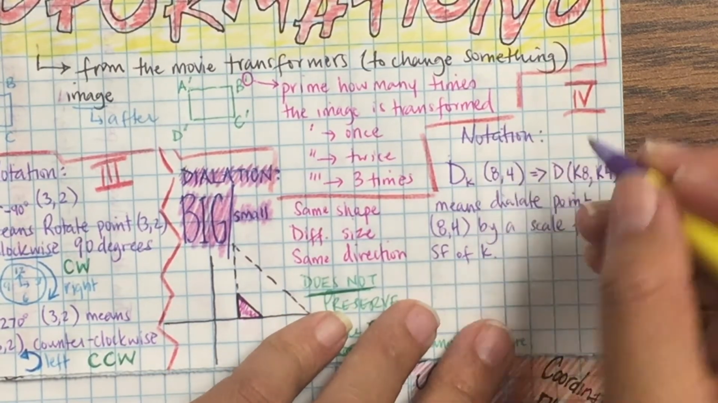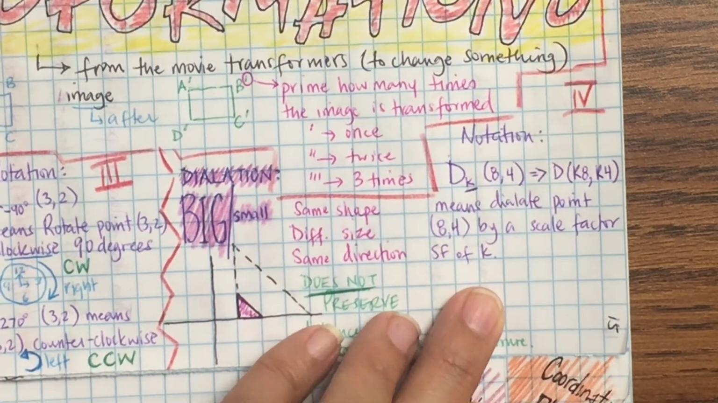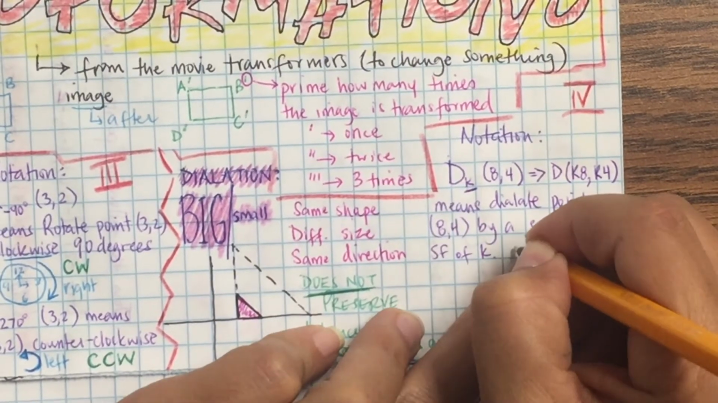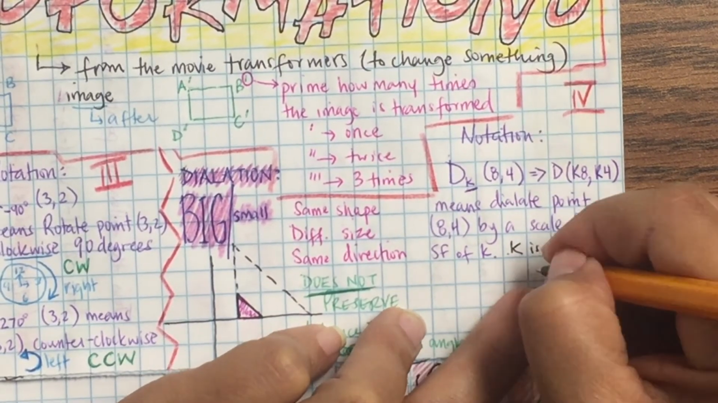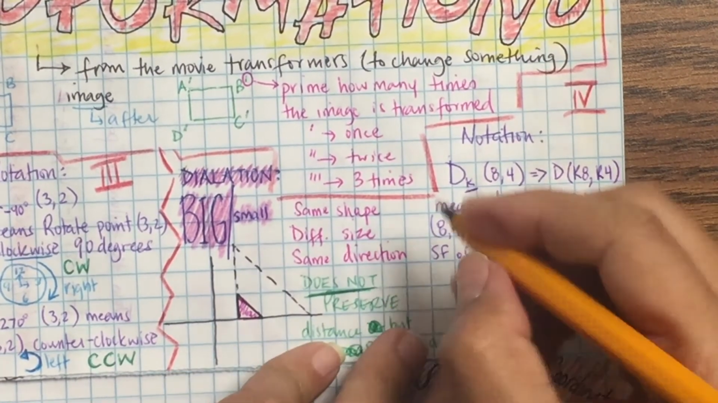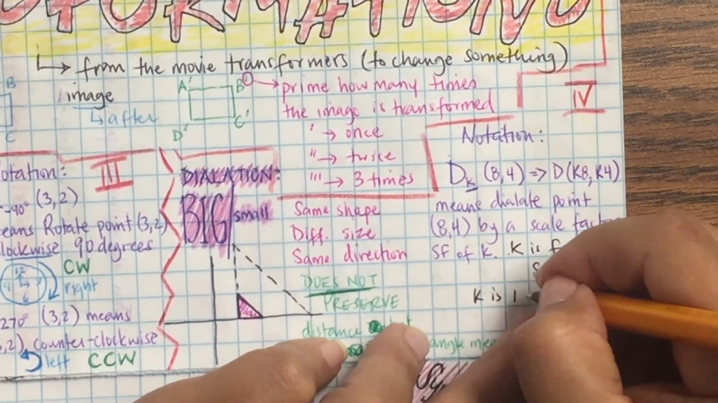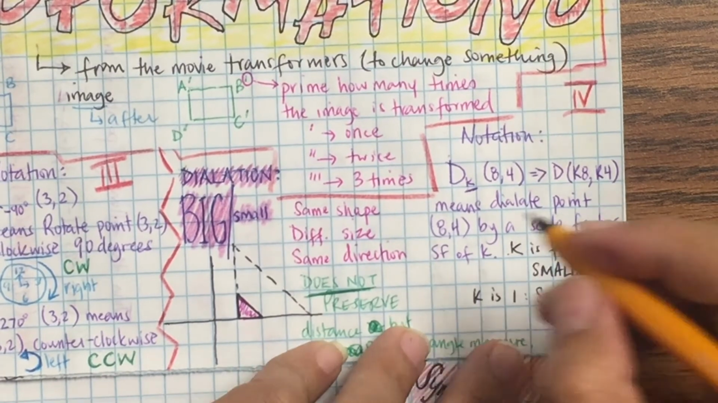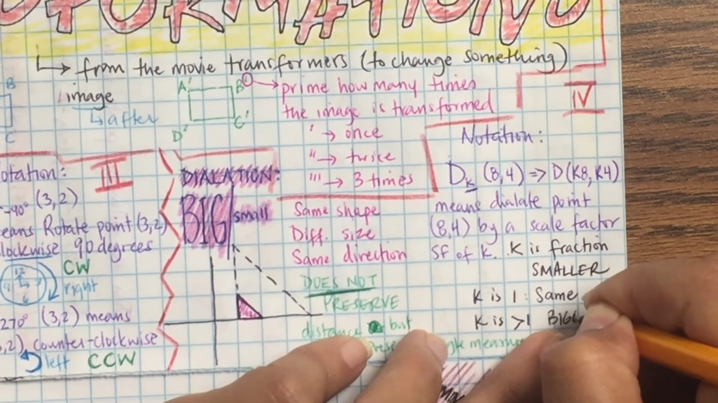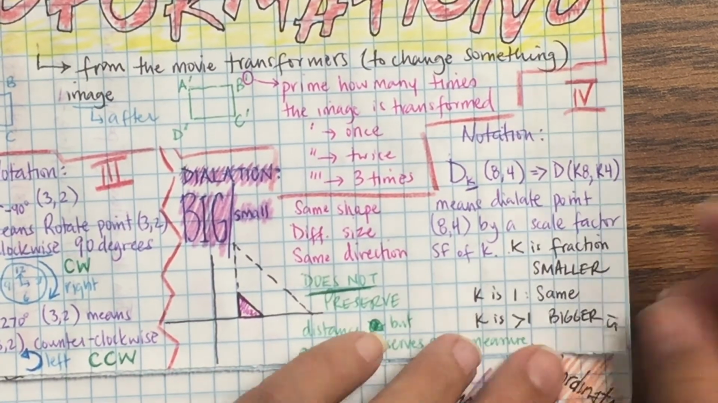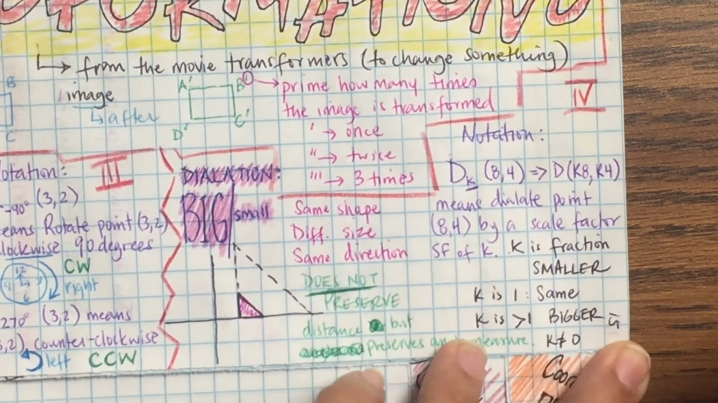So if k is a fraction, this is a listening check, circle k. If k is a fraction, it's going to make the image smaller. If k is equal to 1, it stays the same because anything multiplied by 1 is the same thing. If k is bigger than 1, it makes it bigger, and k can never be 0.